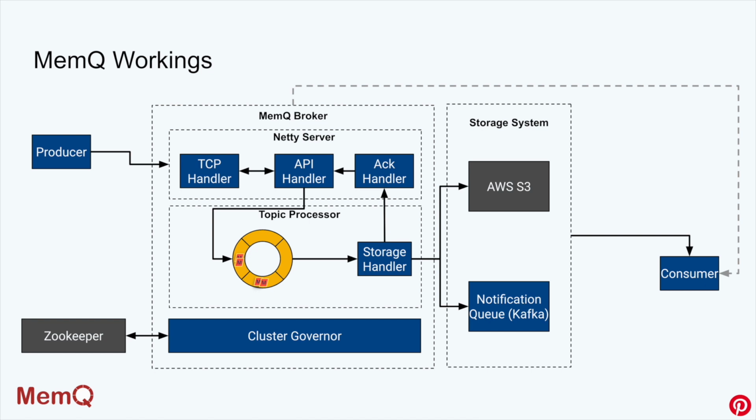The topic processor then further aggregates the data from multiple producers and creates what is called a MemQ batch. The MemQ batch is then sent to the storage handler, and the storage handler persists the data on the storage layer, in this case Amazon S3, and uses the notification system to send a metadata update to the consumer. If acknowledgements are enabled, then an acknowledgement message is sent back to the producer. On the consumer side, the notification message is consumed first, and then the consumer reaches out to the storage layer and pulls the actual data.